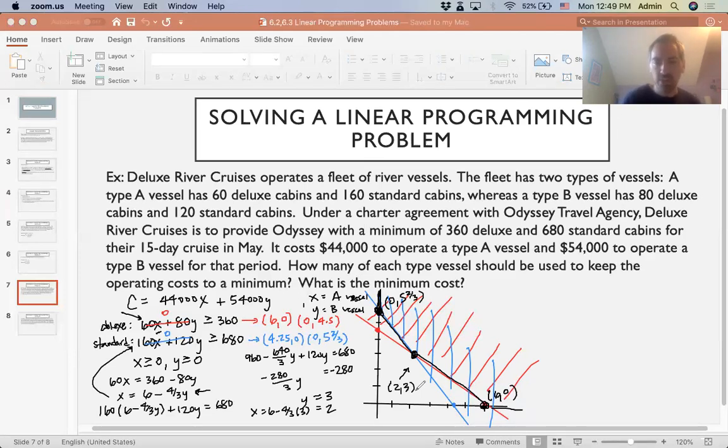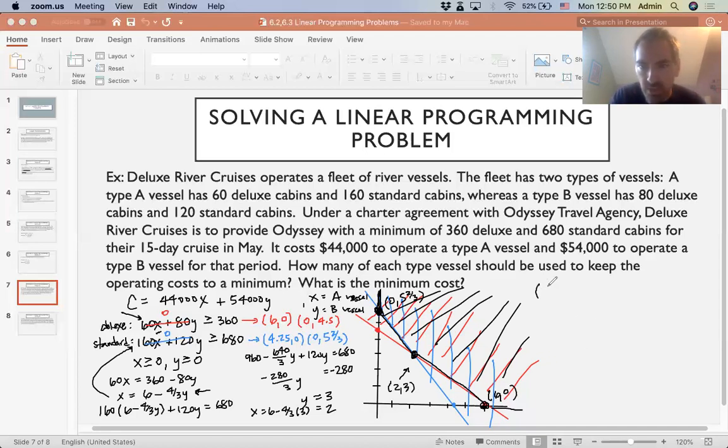All right, so now we've got 3 corners, right? And notice that this region is unbounded, right? It's unbounded because it keeps going up and to the right. There's no upper bound here, so that's referred to as an unbounded region. Okay, but anyway, we take our 3 corners, we plug it into our cost function.